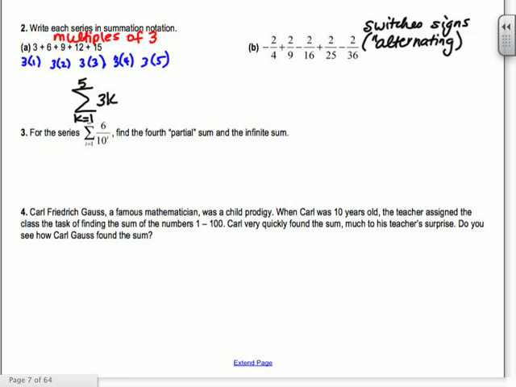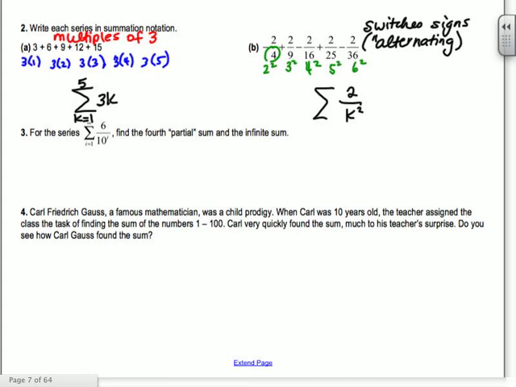Okay, what else do you notice? The denominator gets bigger. What's happening with the denominators? They're squares, right? This is 2 squared. This one's 3 squared, this one's 4 squared, 5 squared, 6 squared. So I'm feeling pretty confident that our denominator is going to be k squared. Now the numerator looks like it would be 2, except it's alternating. It's switching signs, so we need to somehow take that into account.